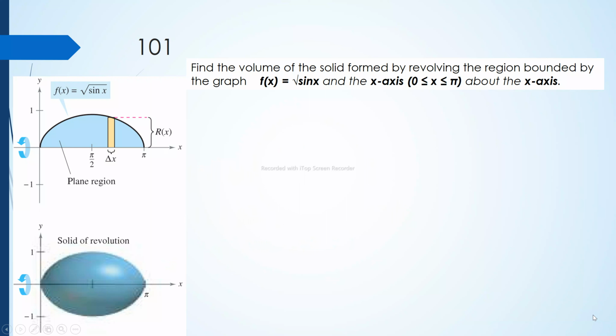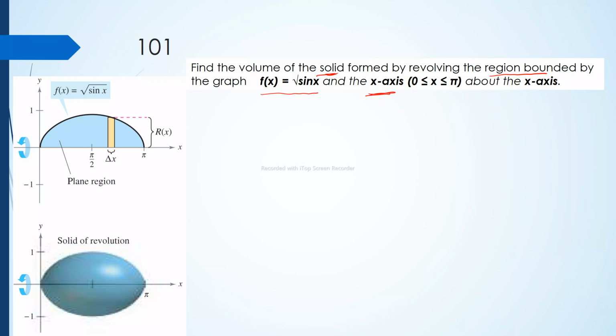So here we have the volume of a solid formed by what? We have a solid formed by revolving the region bounded by the graph f of x equals the square root of sine x, and the x-axis, where x is greater than or equal to 0 but less than or equal to pi, about the x-axis.